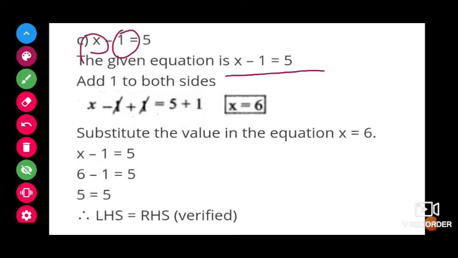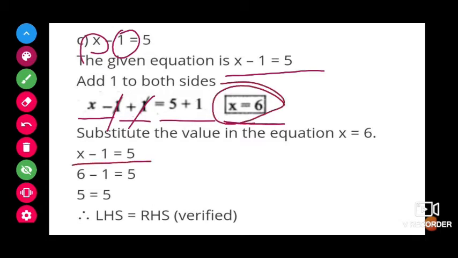So to remove that minus 1, we have to do plus 1 on both the sides. If I will do x minus 1 plus 1, then minus 1 plus 1 will get cancelled. Now if I will do plus 1 on only one side, is it okay? No, we have to do the same plus 1 on the other side also. So 5 plus 1, I will get x is equals to 6. Now whether we got the same answer or not, we will check. Substitute in x minus 1 is equals to 5. So x value we got 6. 6 minus 1, how much? 5. 5 is equals to 5. Yes, it's correct.